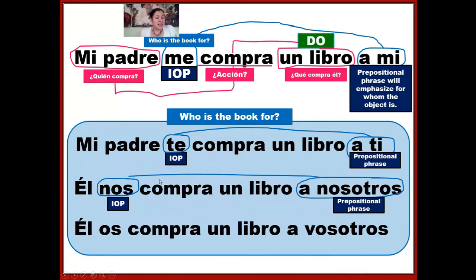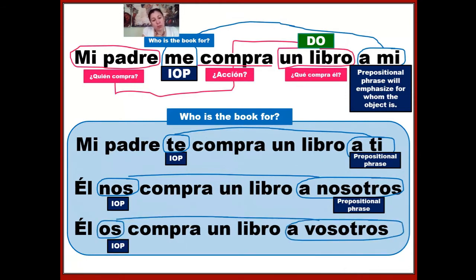Now, let's find out who else he buys the book for. In the last sentence, talking about Spain, we say, él os compra un libro a vosotros. So os is the indirect object pronoun, and a vosotros is the prepositional phrase that makes emphasis. Nos compra un libro a nosotros, os compra un libro a vosotros, is you all, you plural, in the Spain version. Got it? So, indirect object pronouns and indirect object. The indirect object is for whom the object is intended.